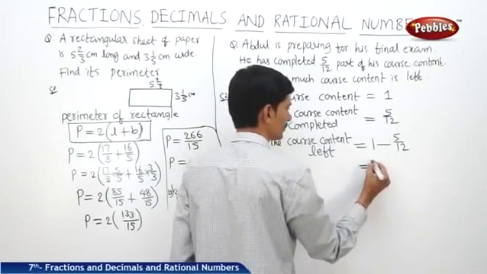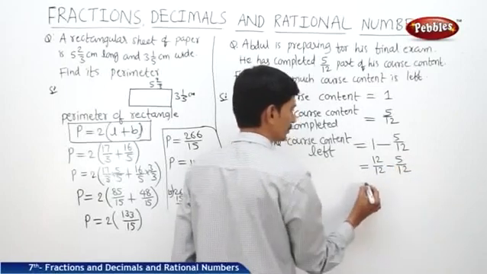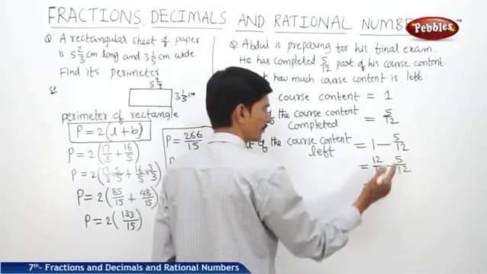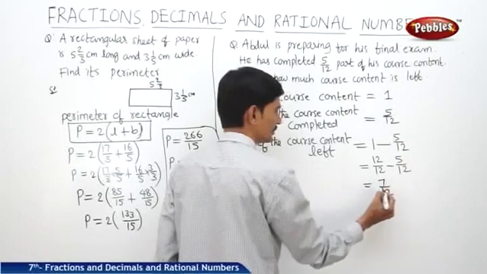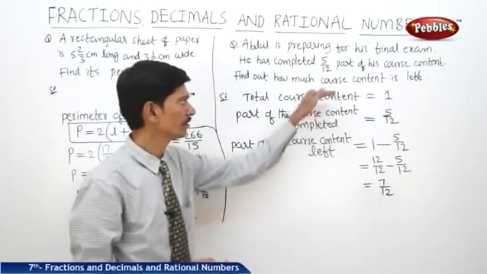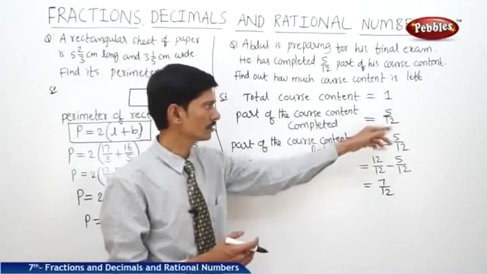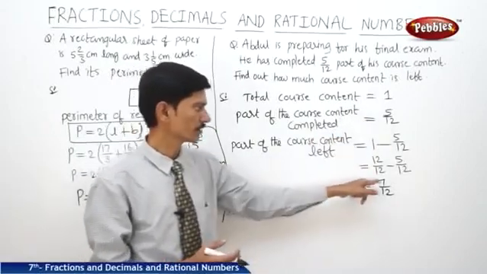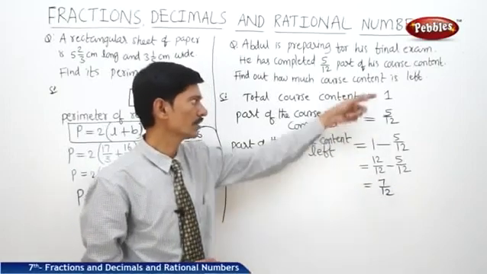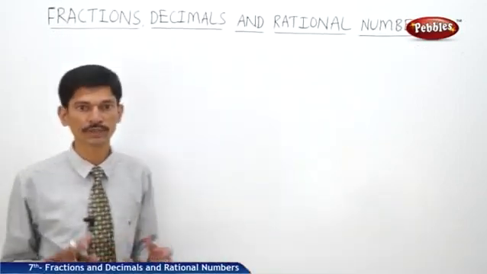So this 1 can be written as 12 by 12 minus 5 by 12. So now the denominators are equal. If you observe the numerators, 12 minus 5, that is 7 by 12. So he did not complete 7 by 12 part of the whole course content. So the completed course content is 5 by 12, then the course content left is 7 by 12. If you add 5 by 12 and 7 by 12, then you will get the whole course content as 1. Till now we have done how to add and how to subtract the fractions.